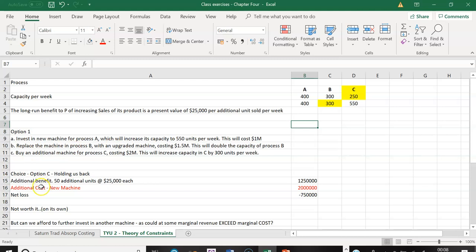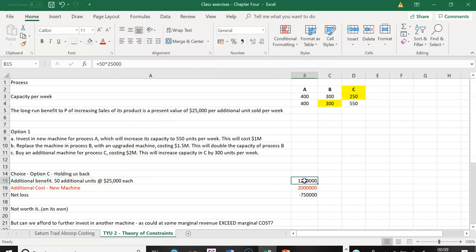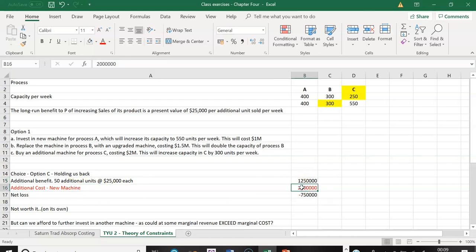The additional benefit ultimately is 50 units, because we've gone from 250 to 300 despite buying a new machine. So what do we have now? We have 50 additional units at 25,000, because we get 25,000 for each unit, giving us 1.25 million, although we had to lay out an initial machine of 2 million. So overall, we have a net loss of 750,000.